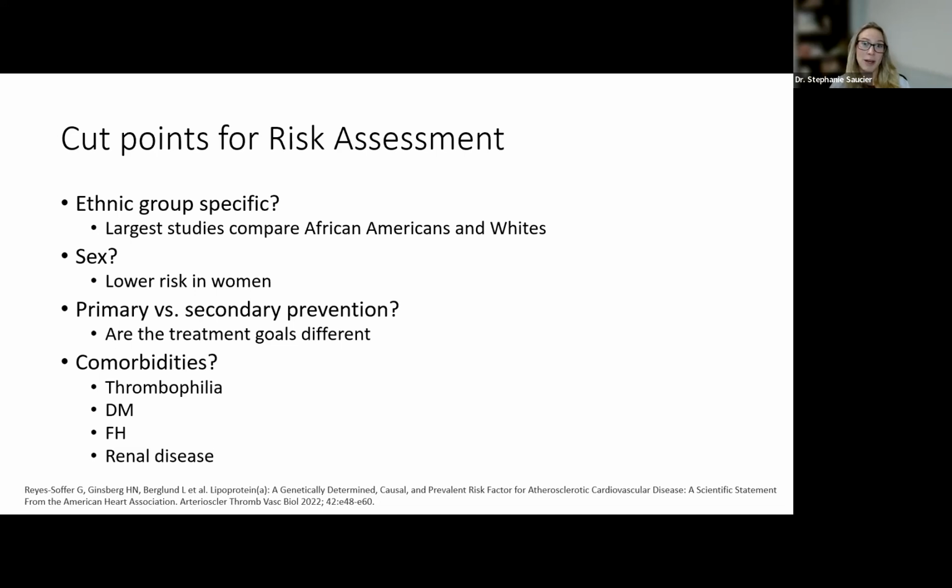Now, we talked about what we know about lipoprotein A, but there's still a lot of things that we don't know. What about ethnic group specifics? Some of the largest studies compared African Americans and whites. What about sex? There's a thought that there's lower risk in women. What about primary versus secondary prevention? Are the treatment goals different for patients? How about comorbidities? What comorbidities are going to have an interaction with lipoprotein A, such as thrombophilia, diabetes, FH, renal disease? I think it's important for us to recognize that there still is a lot that we don't know when it comes to lipoprotein A.